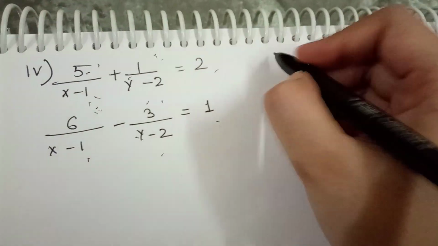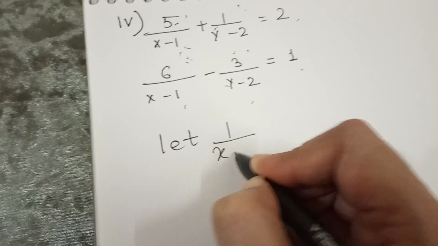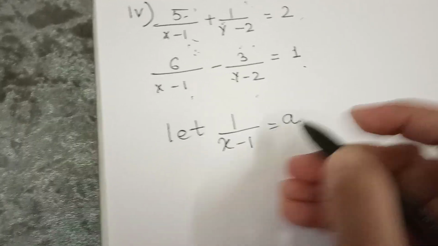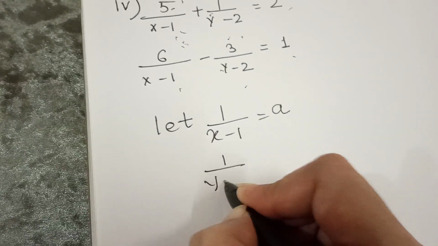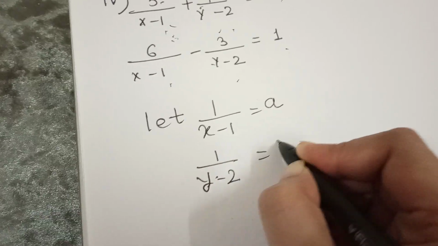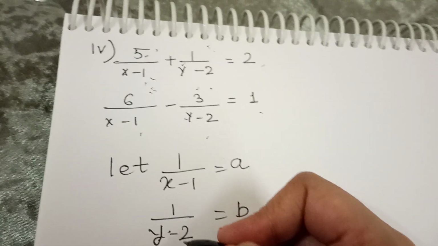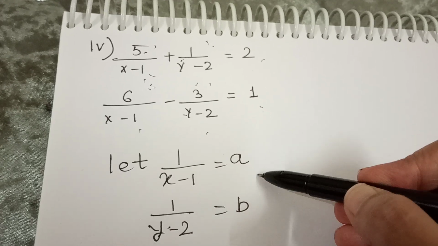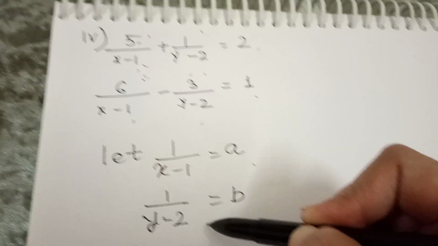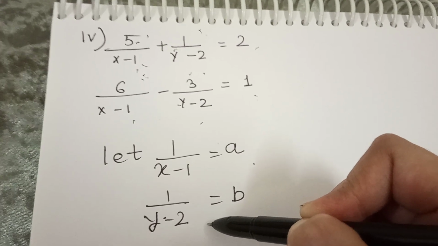So we will let that 1 upon x minus 1 be equal to a, and 1 upon y minus 2 be equal to b. So start putting the values: in place of 1 upon x minus 1, a, and in place of 1 upon y minus 2, only b.